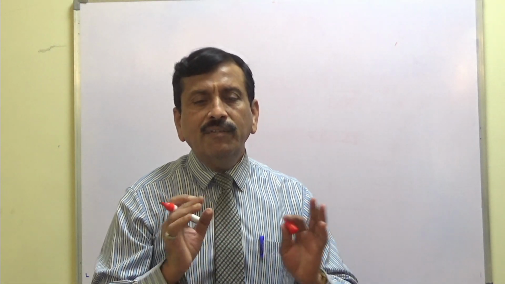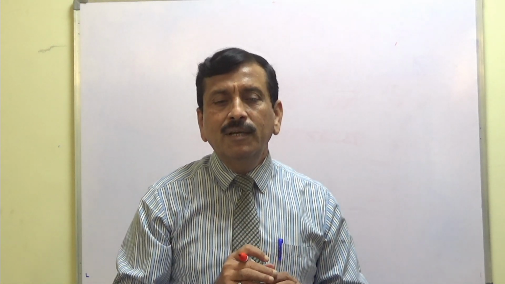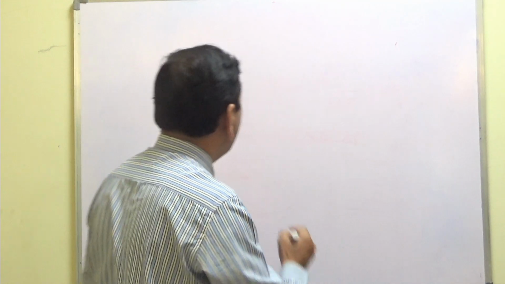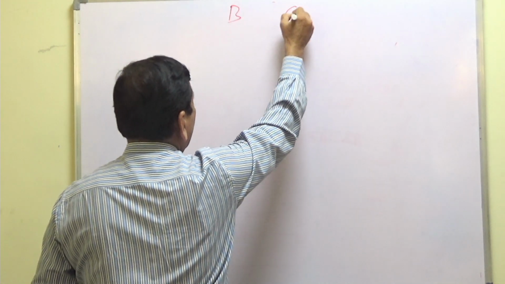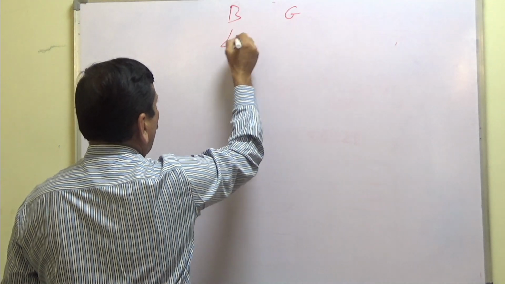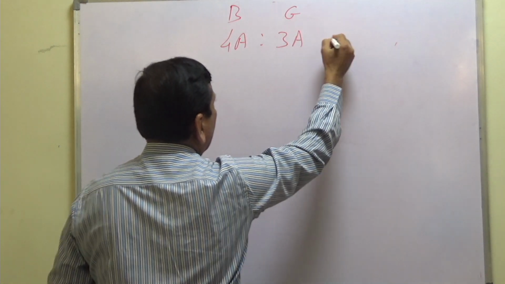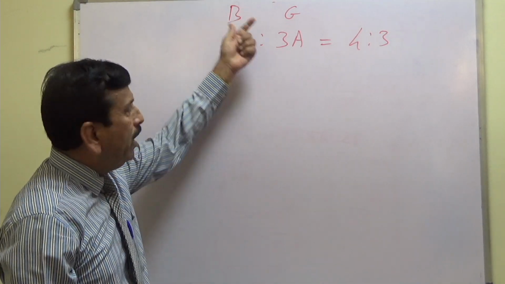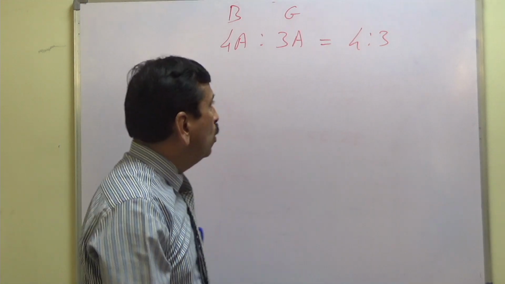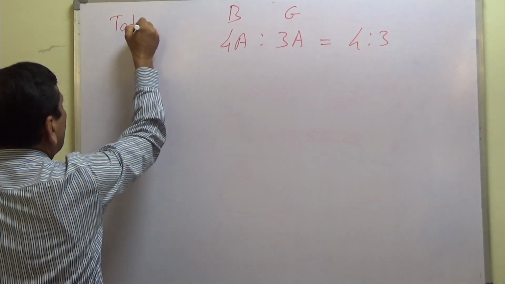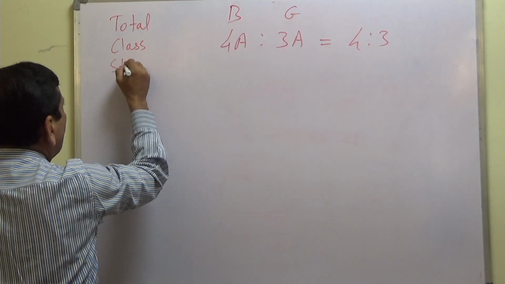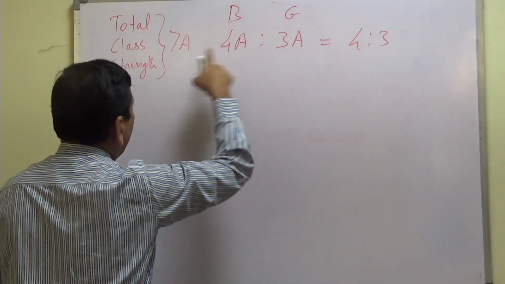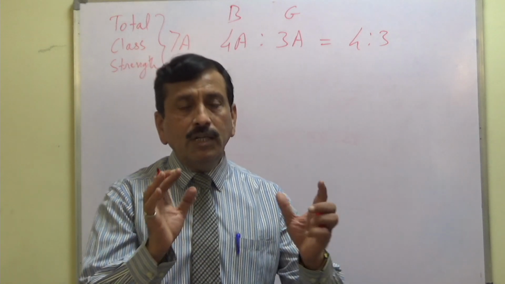Now what we do, we start with the thing: let the number of boys be B and girls be G, but it is given that they are in the ratio 4:3. So can we imagine boys and girls as 4A is to 3A? They are in the ratio 4:3. So we assume that the number of boys will be 4A and the number of girls will be 3A. So total class strength will be 7A, 4A plus 3A. So we have understood the basic part of it.